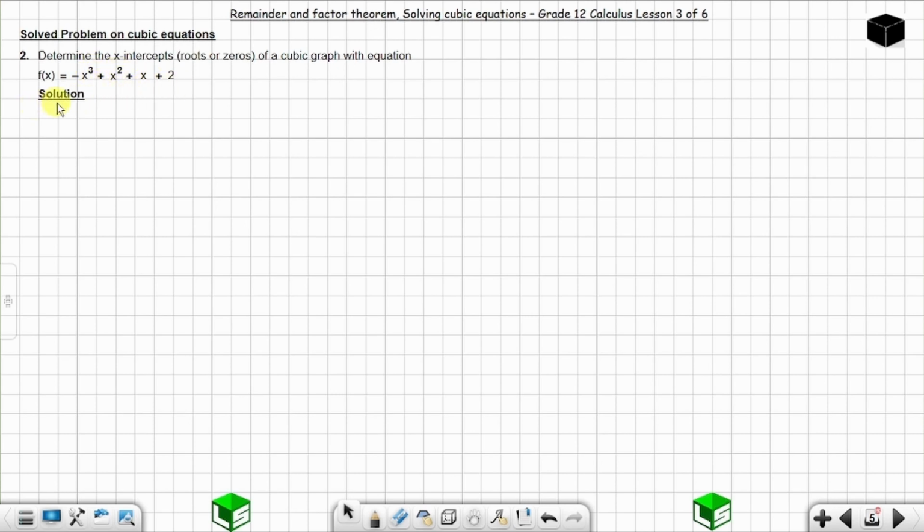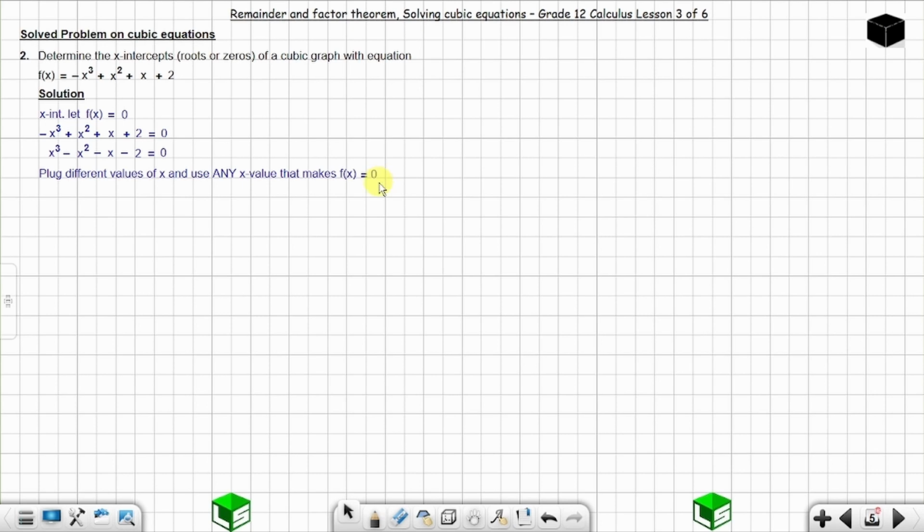So solution: to get the x-intercept, you let y equal to 0. So this is y, you let it equal to 0 so that you can get your x-intercept. You are going to multiply by negative 1 throughout so that you have a positive coefficient. So you have x cubed minus x squared minus x minus 2 is equal to 0. Now, you are going to plug different values of x and use any x value that makes f of x equal to 0.